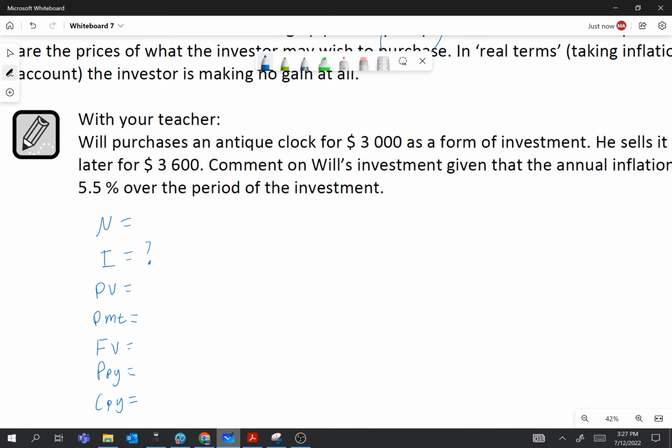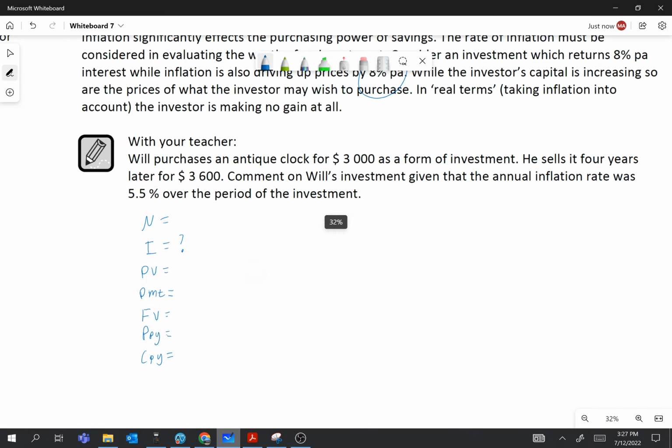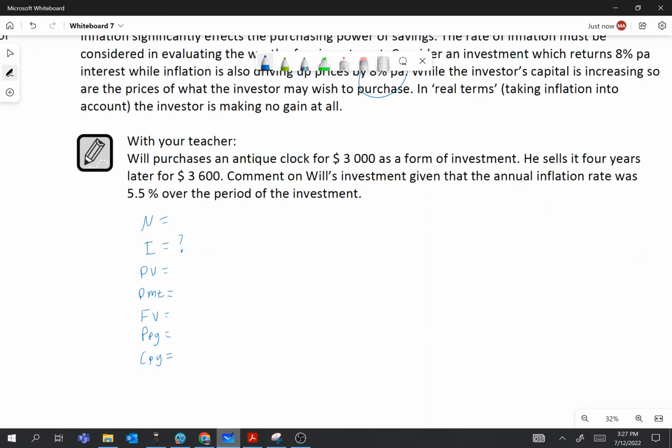Righto. So, all the different things we're going to put in. Let's just have a quick look at this question here. We've got Will, who's purchased an antique clock for $3,000 and then 4 years later sells it for $3,600. Comment on Will's investment given that the annual rate of inflation was 5.5%. So what we're going to do is calculate the interest or the return that he got. What rate of interest is required for $3,000 to grow to $3,600? And we don't need to solve this algebraically in this course. We're not expected to, so we're going to use the calculator to do it.